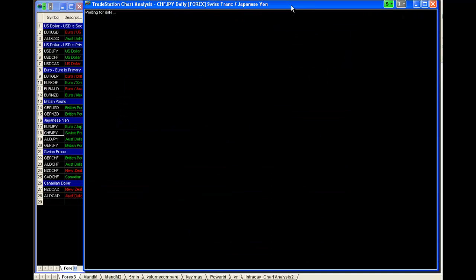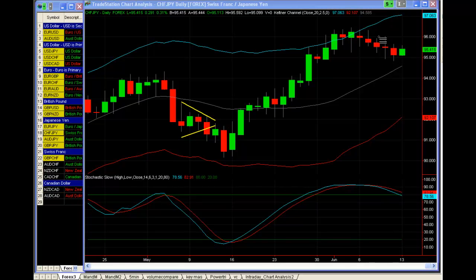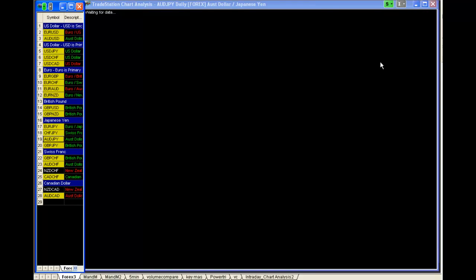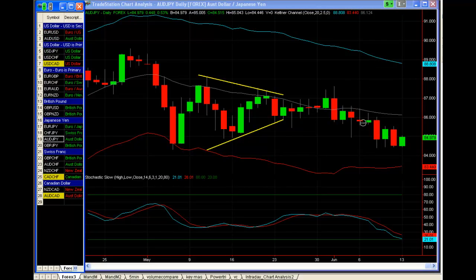Here is the Swiss franc versus the yen. You can see it's just kind of stepping down. And look at these wicks here. Just no commitment, just wants to drift. Watch that middle Keltner line, which is once again the 20-period simple moving average. Okay, here is the Aussie yen, looking for a retest of the lows down there.